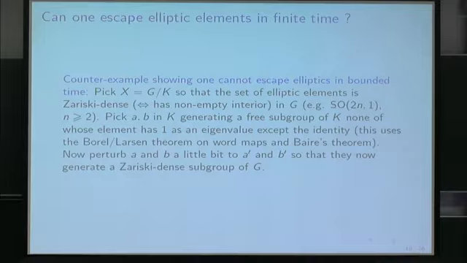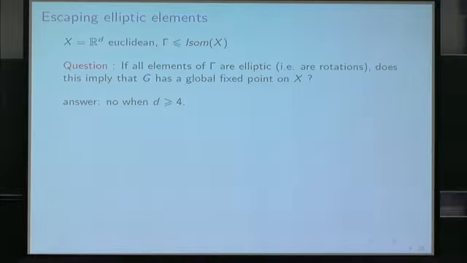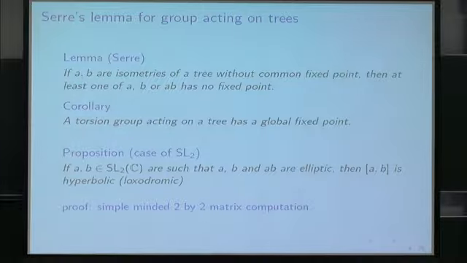Of course, you can't do this in SL2C, because we saw before that you have this property: in SL2C, you cannot have A, B, and the commutator all being elliptic; that can't happen.